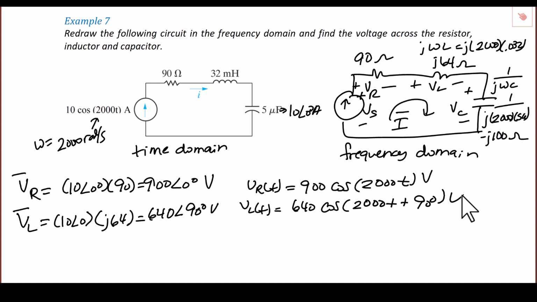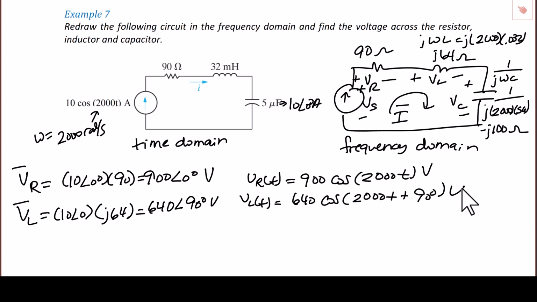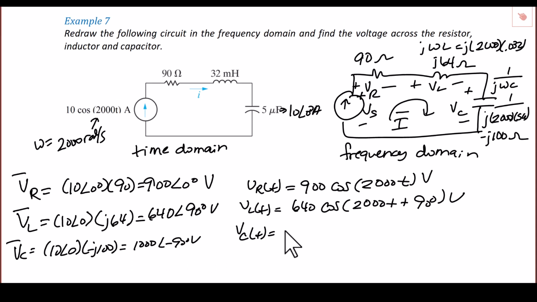The voltage across the capacitor is 10 angle 0 degrees times negative j100, or 10 angle 0 degrees times 100 with an angle of negative 90 degrees, which is 1000 with an angle of negative 90 degrees, and the units are volts. So in the time domain, VC(t) is 1000 cosine 2000t minus 90 degrees.